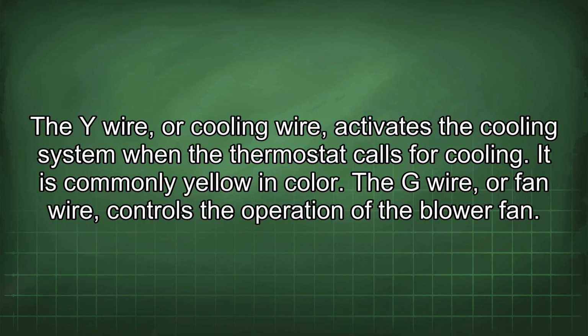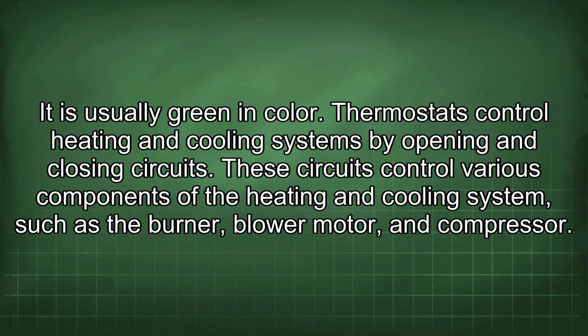The Y wire, or cooling wire, activates the cooling system when the thermostat calls for cooling. It is commonly yellow in color. The G wire, or fan wire, controls the operation of the blower fan. It is usually green in color. Thermostats control heating and cooling systems by opening and closing circuits. These circuits control various components of the heating and cooling system, such as the burner, blower motor, and compressor.